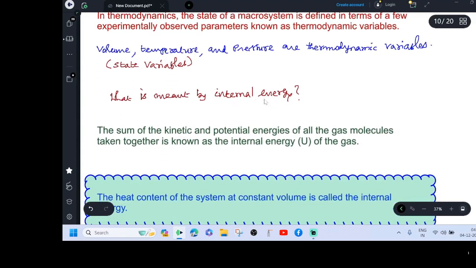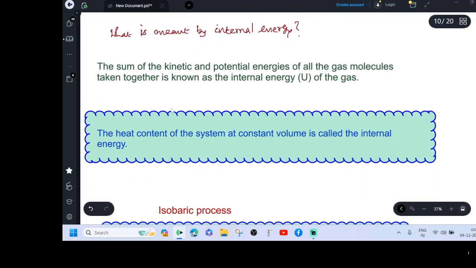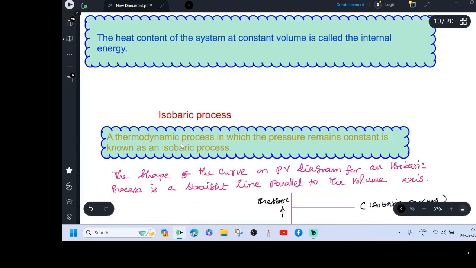What is meant by internal energy? The sum of kinetic and potential energies of all the gas molecules taken together is known as the internal energy of the gas. But in general, we may point out that the heat content of the system at constant volume is called internal energy, whereas the heat content of the system at constant pressure is called enthalpy.